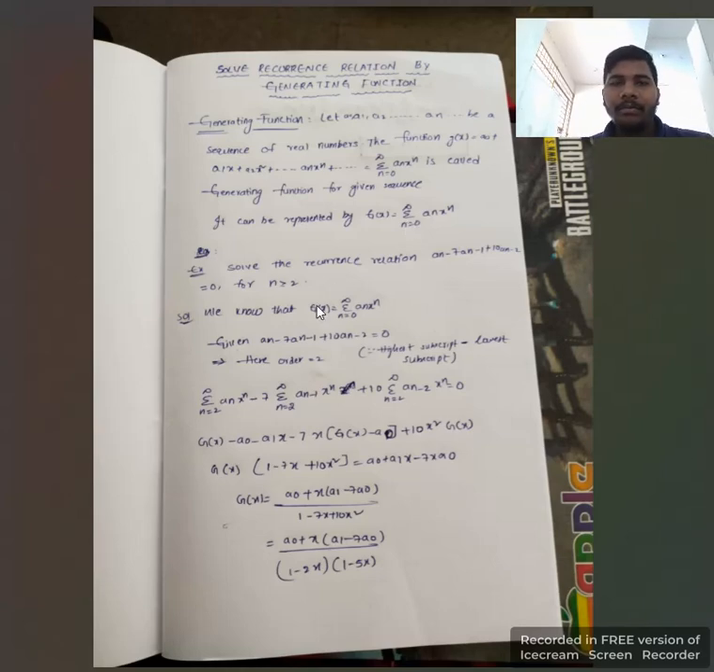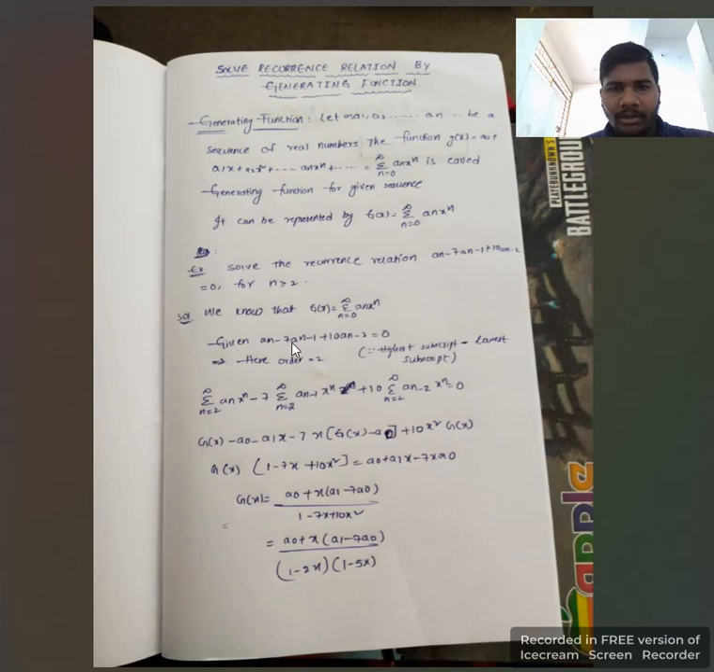An example: solve the recurrence relation a_n minus 7 a_(n-1) plus 10 a_(n-2) equal to 0 for n greater than or equal to 2. We know that the generating function formula is sigma n equal to 0 to infinity a_n x power n. This is the given equation. Here the order is 2, because it is the highest subscript minus the lowest subscript. Here the highest subscript is a_n and a_(n-2) is the lowest subscript. Then the order is 2.